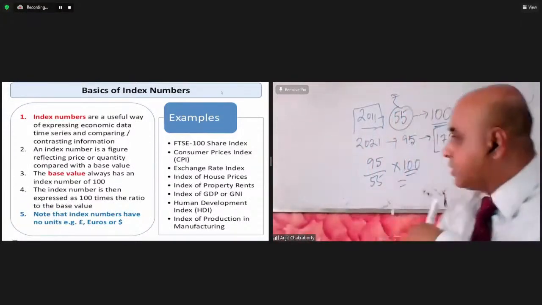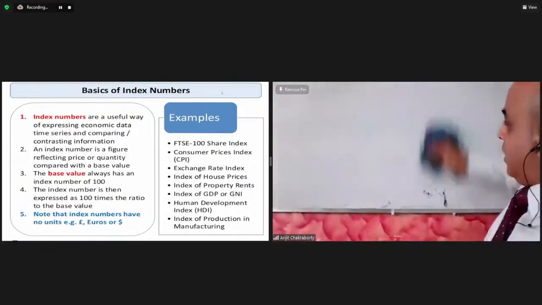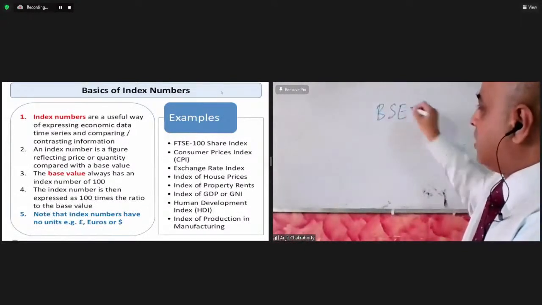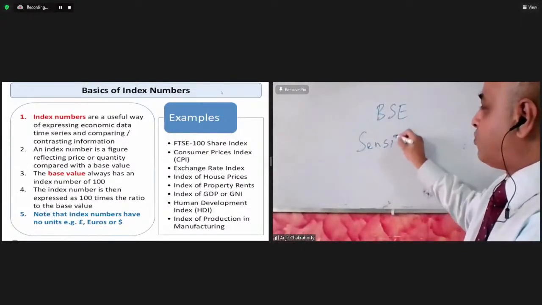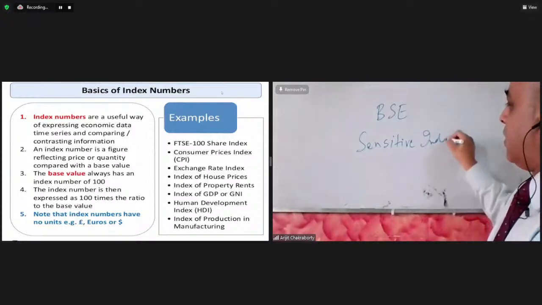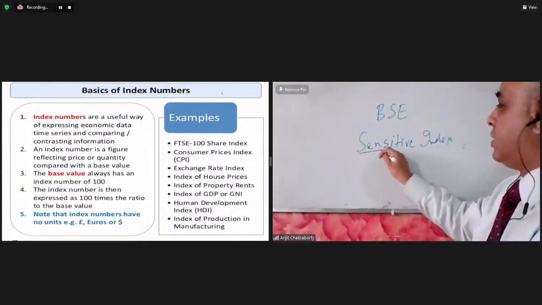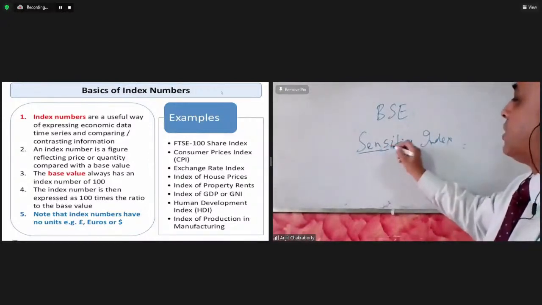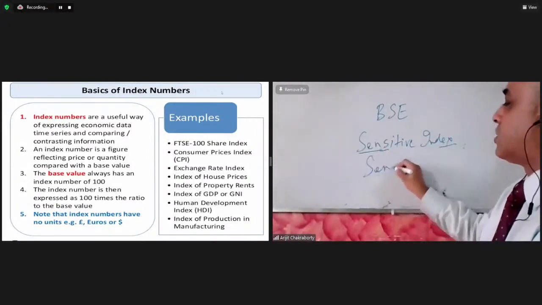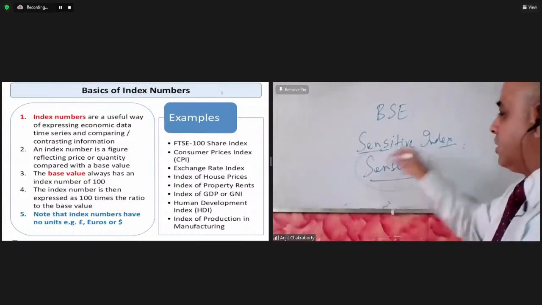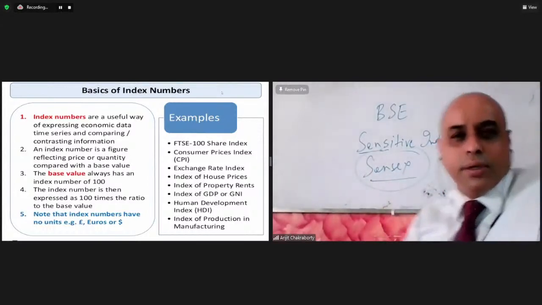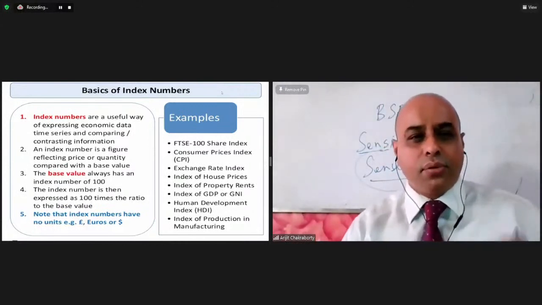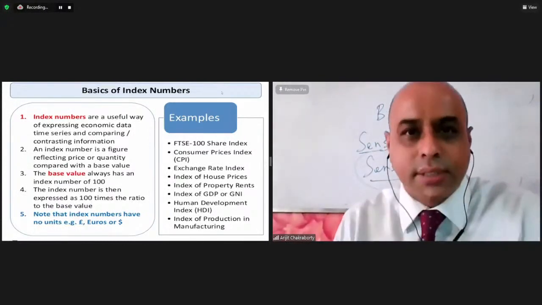So if I just write this, you will understand the entire Bombay Stock Exchange index. It is BSE, Sensitive Index. And they have taken this SEN, and you can see the stock in the index, sensitive, and EX, so it is known as Sensex. Similarly, we have the Nifty index, the National Stock Exchange Nifty top 50. So therefore, we have different types of index numbers.